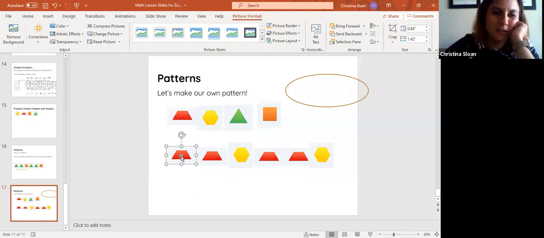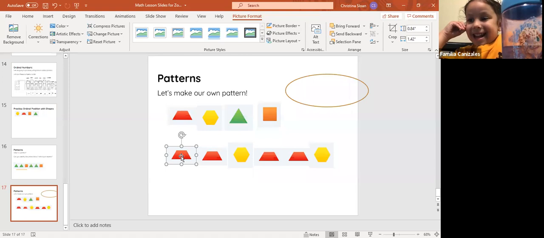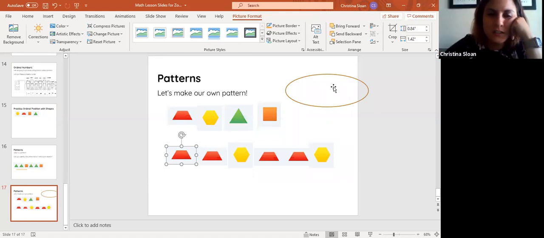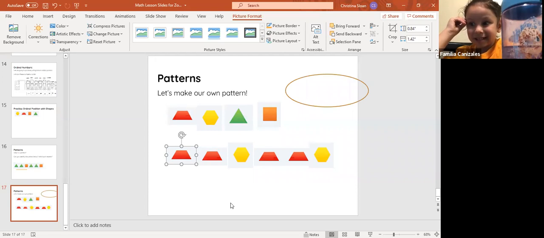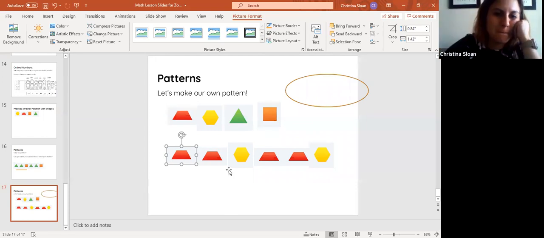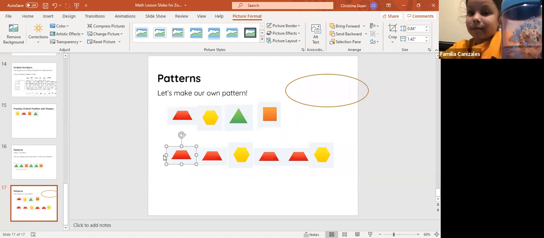What's this one? I can't see the screen. Oh, you can't see the screen? Uh-oh. Can anybody else see the shapes on the screen? Okay. I'm not sure what's going on then, Sophia. I'm sorry. Thank you for helping me make it though.